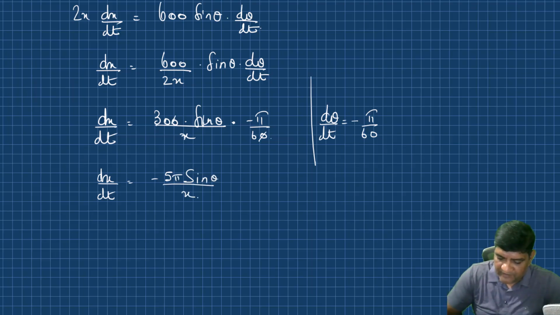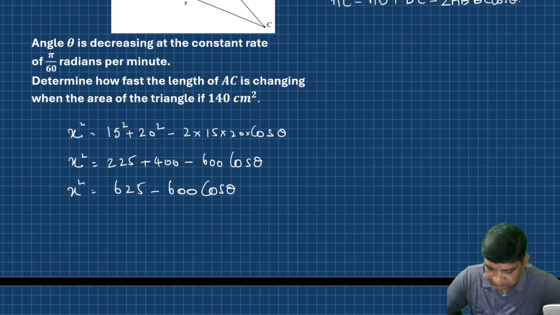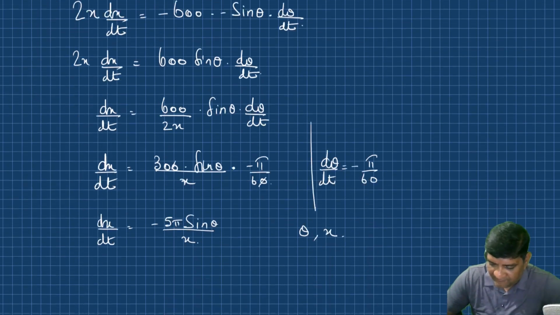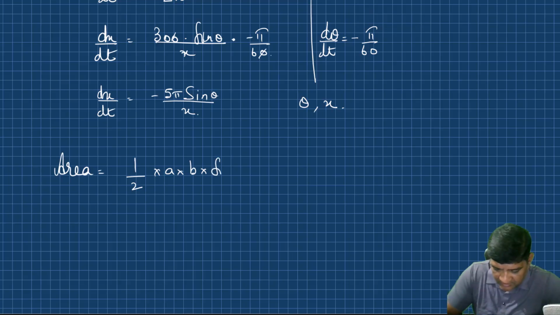Right, so for me to find out dx by dt, I need the value for theta and I also need the value for x. Now both of them can be found with this information given to us, which says that the area of the triangle is 140 centimeters square. All right, so I'm going to quickly find out the area. I know the area of a triangle is half into a into b into sine theta. So area is 140.